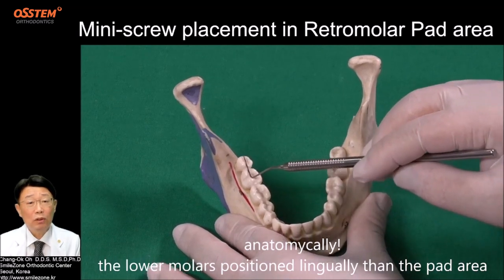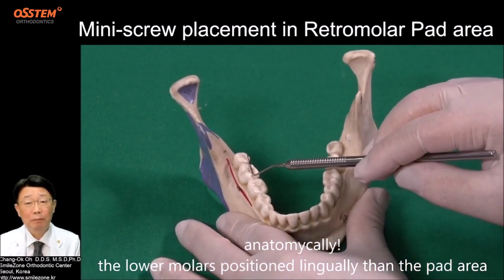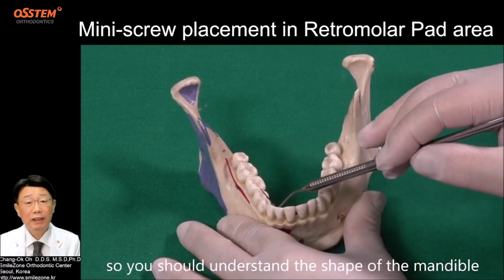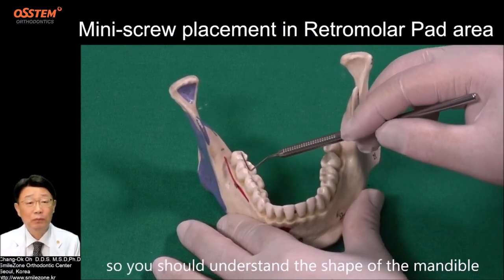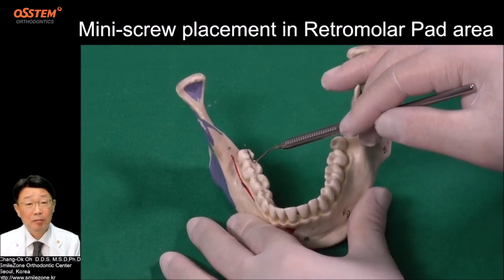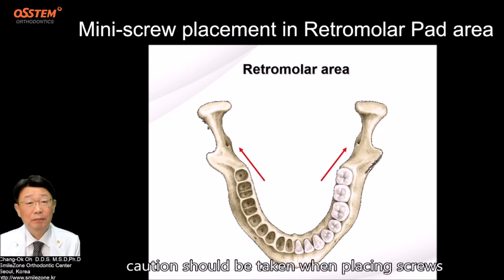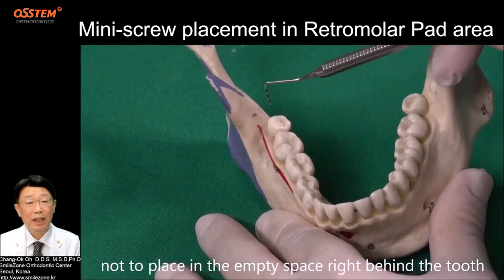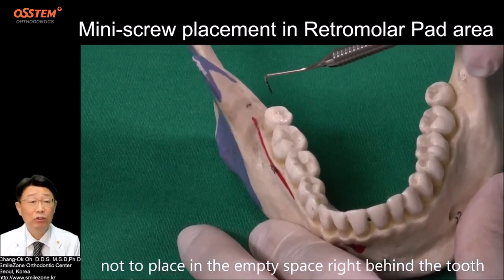Anatomically, the lower molar position is more lingual than the pad area. So you should understand the shape of the mandible. It is V-shaped. Caution should be taken when placing screws, not to place in the empty space right behind the tooth.